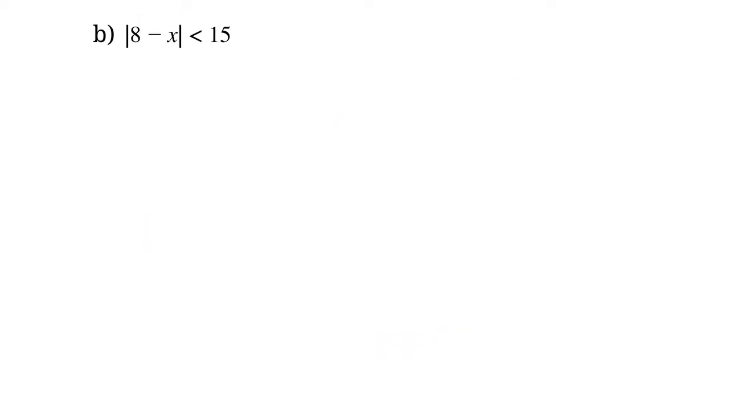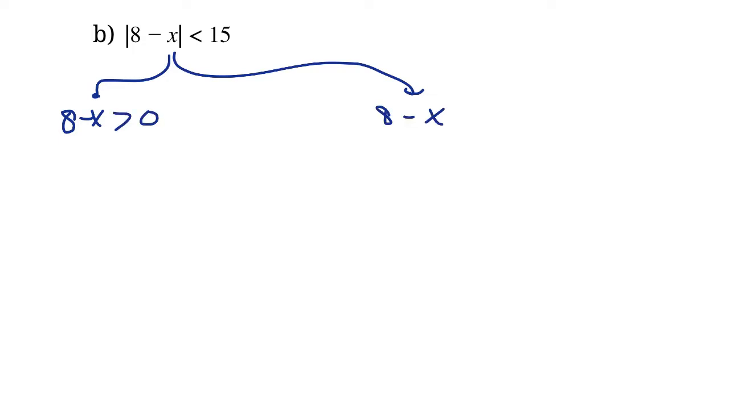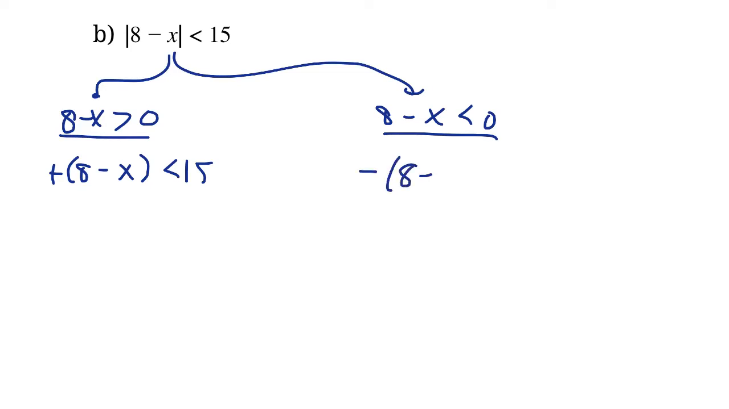Okay, on to the next one here. The absolute value of 8 minus x is less than 15. This one's already simplified for us, so we just have to break it up into our positive and negative cases. Let's start with 8 minus x greater than 0, and 8 minus x less than 0. In the positive case, we have positive 8 minus x is less than 15. In our negative case, we have negative (8 minus x) is less than 15.